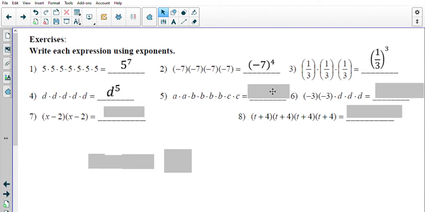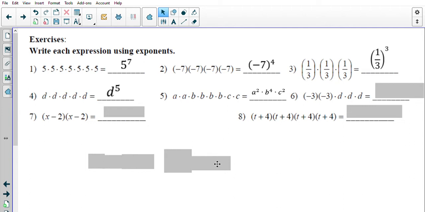Number 5, we have 3 different bases here. So a times a is a to the 2nd power. B is our next base, and there are 4 of those, so b to the 4th power. And finally, we have c to the 2nd power, also called c squared or a squared in this case. You don't need the dot for multiplication in between those variables, although you can include it, and they don't have to go in that order.